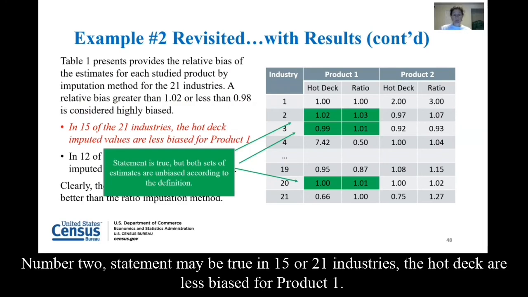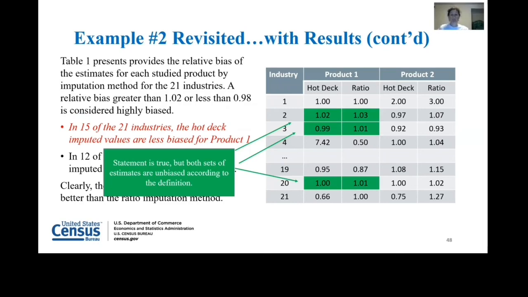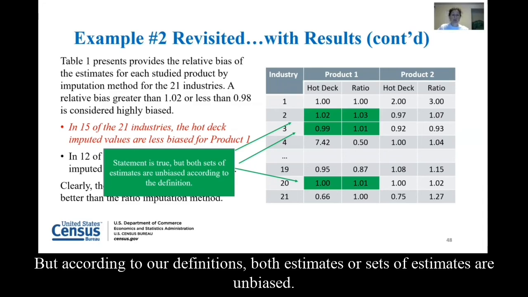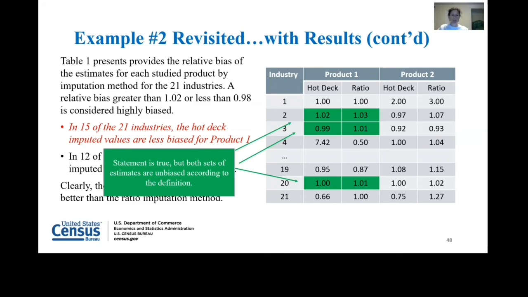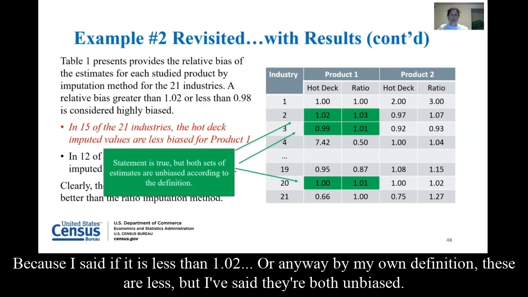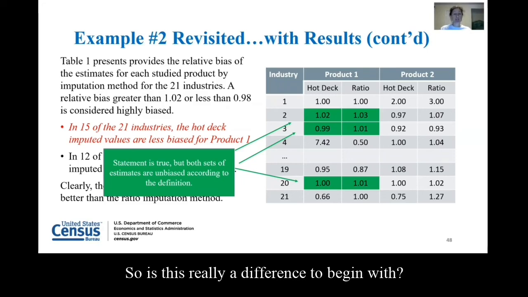Number 2, the statement may be true that in 15 of 21 industries, the hot deck estimates are less biased than for product 1. But according to our definitions, both sets of estimates are unbiased, because I said it's biased only if it's 1.02 or greater. By my own definition, these are less biased, but I've said they're both unbiased. So is this really a difference to begin with?